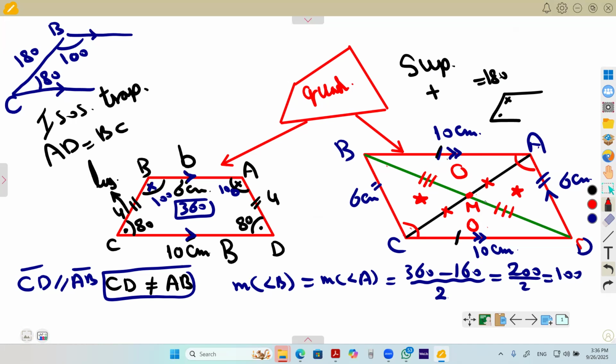So if we have MD 7 centimeter, so MB must be what? 7 centimeter. If MA is 5 centimeter, so MC must be also 5 centimeter.